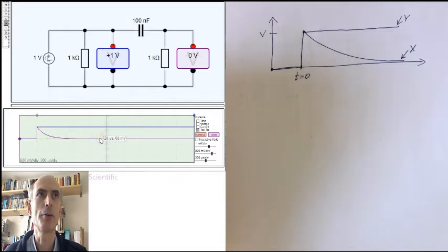Exactly as we predicted. Point Y shoots up to 1 volt and stays there. Point X shoots up to 1 volt and then decays back down to 0 again.